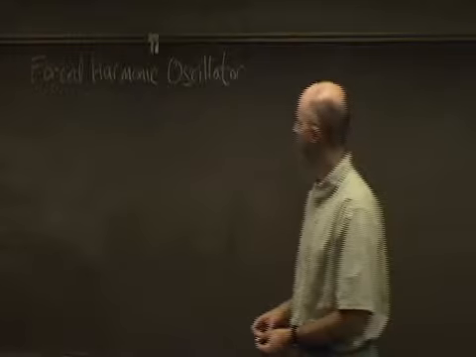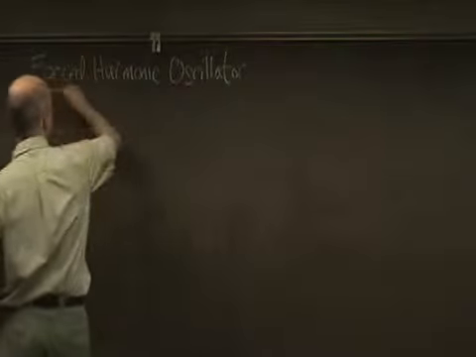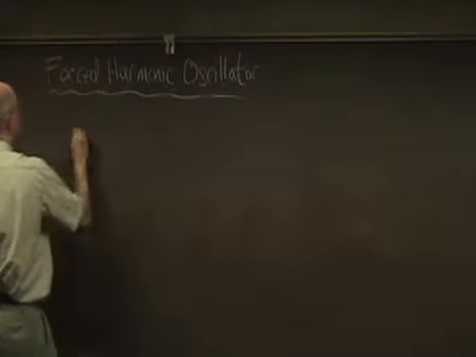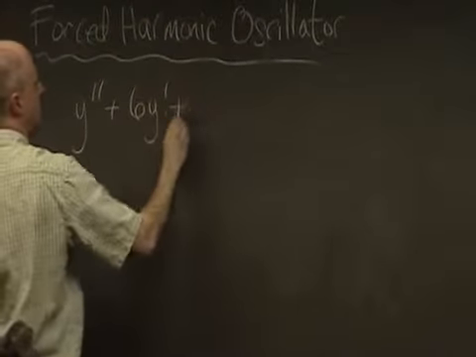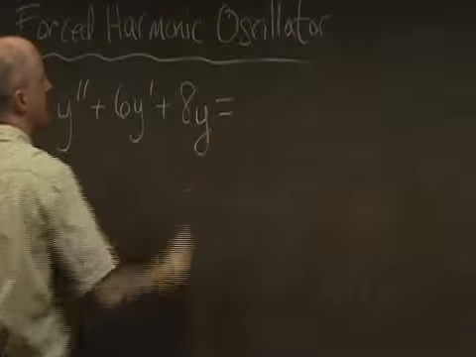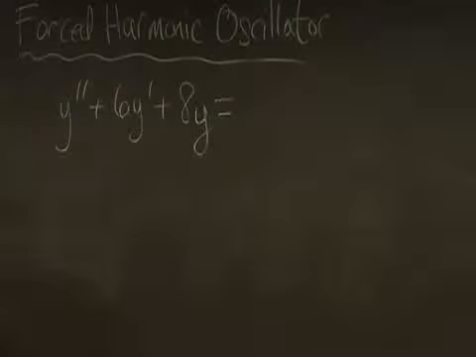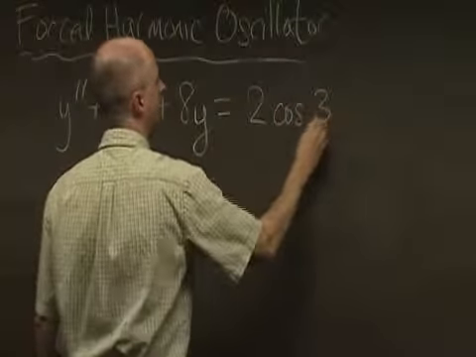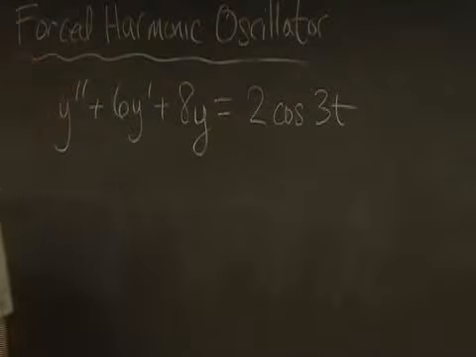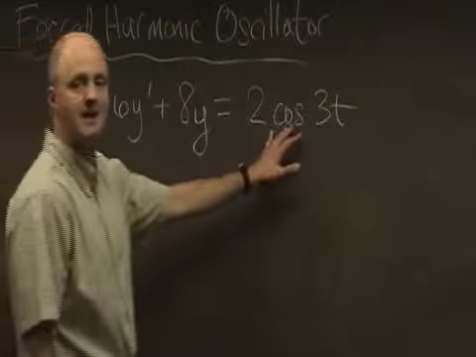So here's the example we're going to consider. y double prime plus 6y prime plus 8y, typical left-hand side for a harmonic oscillator equation, equals 2 times cosine of 3t. So that's our forcing function over on the right-hand side.